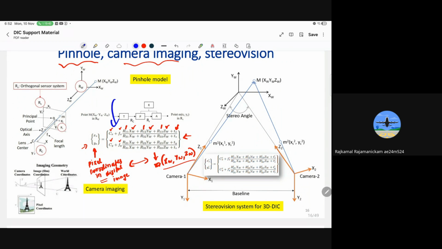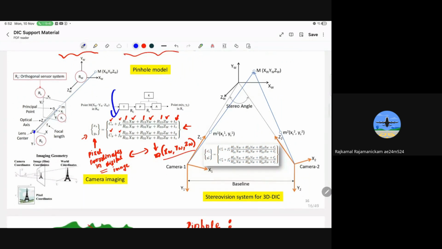extend this equation, because all of this is happening for a single camera, right? We are still talking about a single camera looking at a point in the world coordinate system. But if we are interested in 3D DIC or proper 3D measurement or 3D displacement measurement of a particular point, a single camera won't be enough. Okay, because you can see the known coordinates are pixel coordinates. This will come from the DIC process.